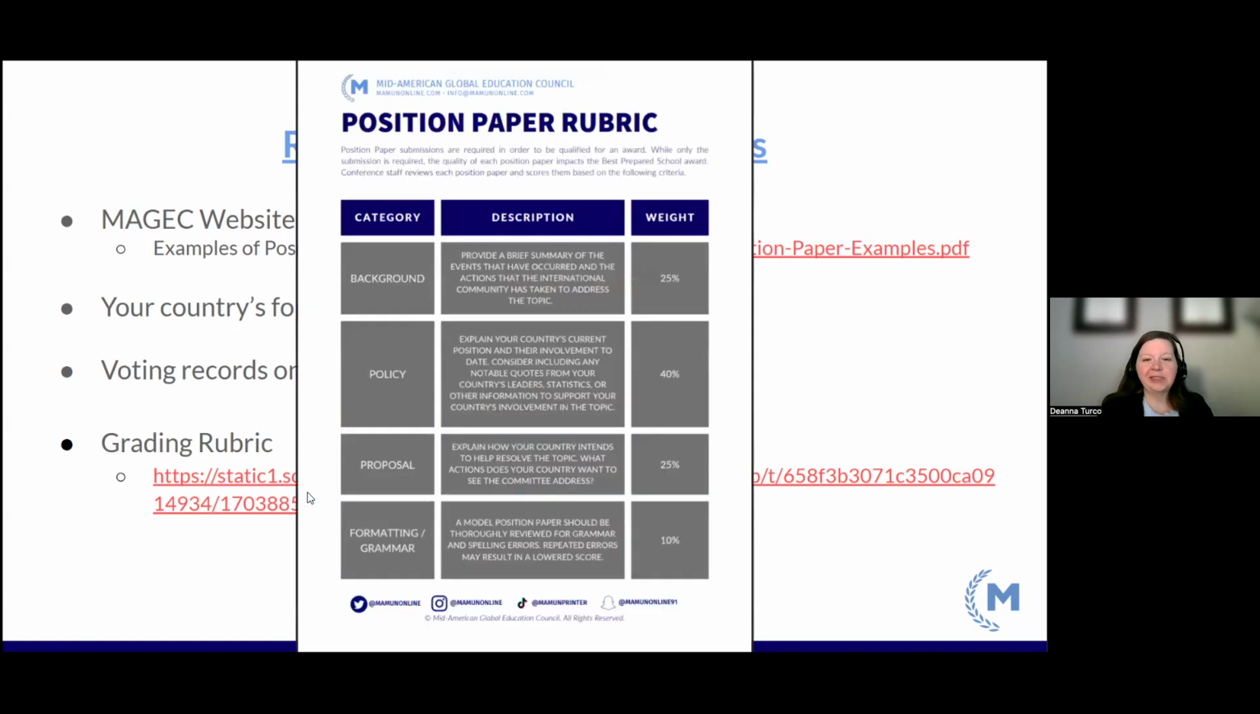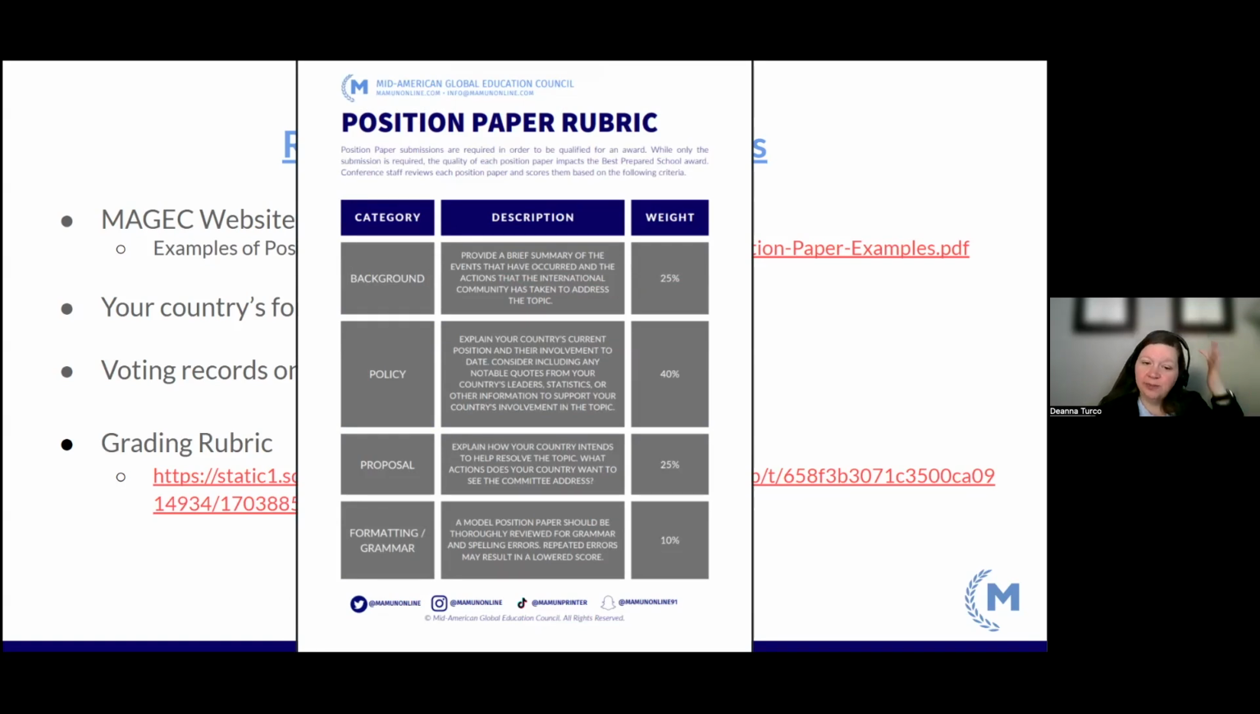There's the rubric. Okay, it is working. And so this is again on our website, but this tells you how you will be graded. That background will be 25%. You want to include it? Certainly, you don't want to discount it, but where your most points will come from is the policy. And that's explaining your country's current position and their involvement to date. And if there's quotes from your country's leader, if there are statistics that are important, or information to support your country's involvement on the topic. That's 40% of this paper.